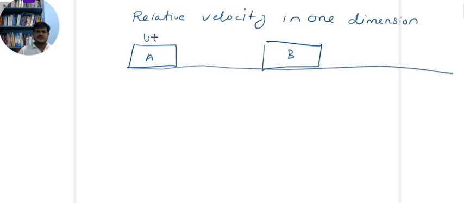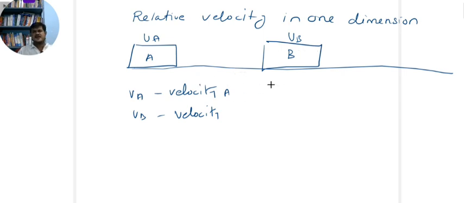Car A moves with velocity VA. This car moves with velocity VB in a fixed direction. So VA is the velocity of car A, VB is the velocity of car B. Assume these two velocities are uniform velocities. Uniform velocity means it undergoes equal displacement in equal intervals of time.